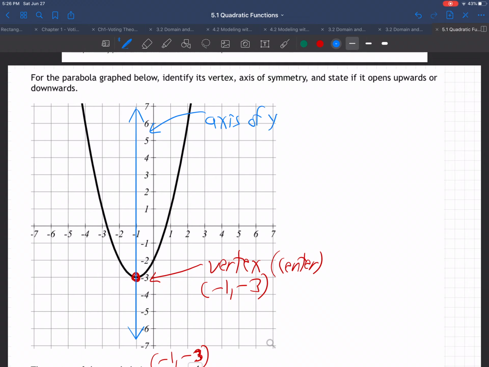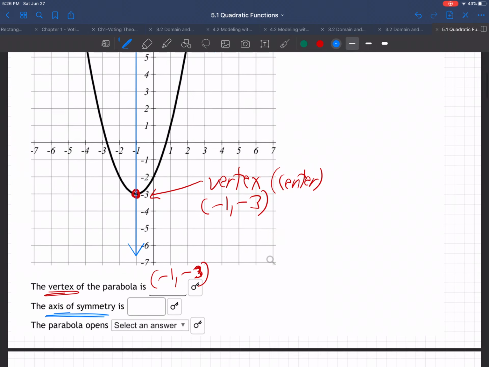Because it goes right through the middle of that U shape, it splits it. So symmetry means same. Symmetrical means to look the same. So it's the same. The U shape is the same on both sides of that axis of symmetry. It splits the parabola. So what's the equation? They want the equation.